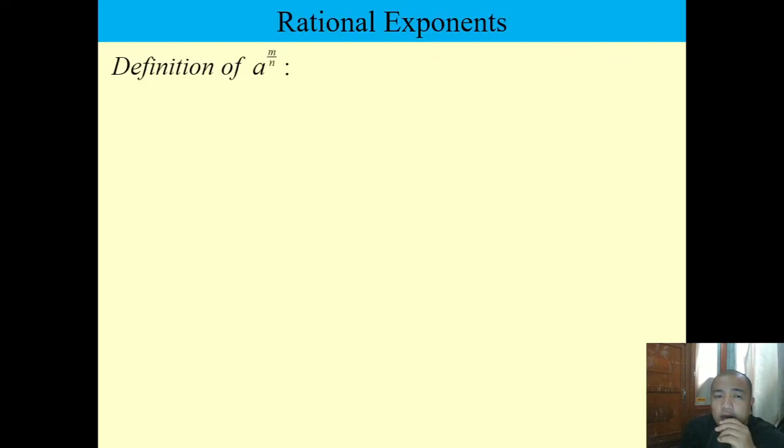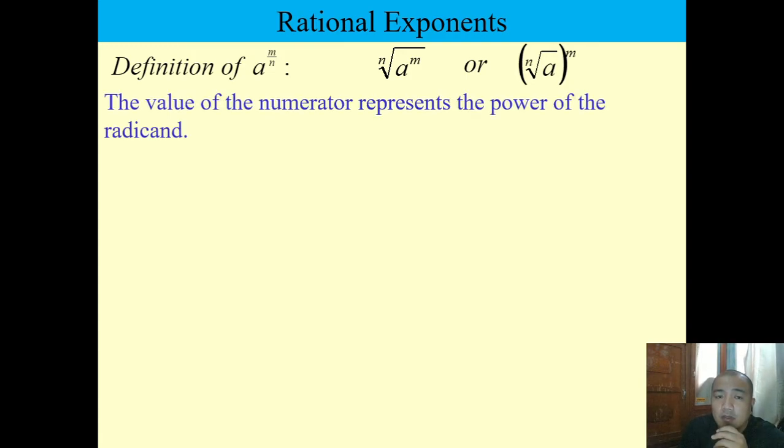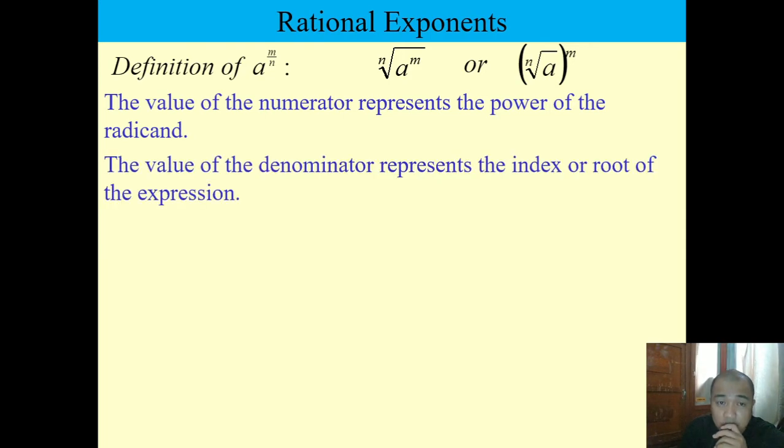So the definition of a raised to m over n is equal to the nth root of a raised to m, or the nth root of a, raised to m. The value of the numerator represents the power of the radicand, and the value of the denominator represents the index or root of the expression. So m is the exponent and n is the index. That's the index.